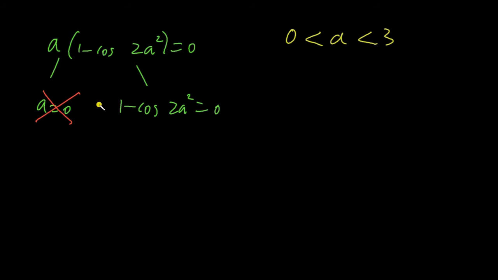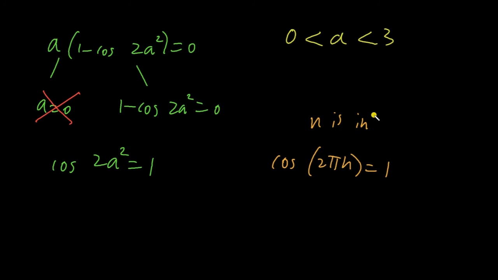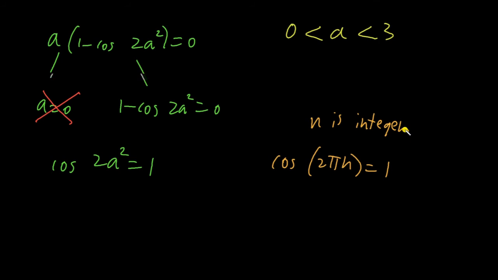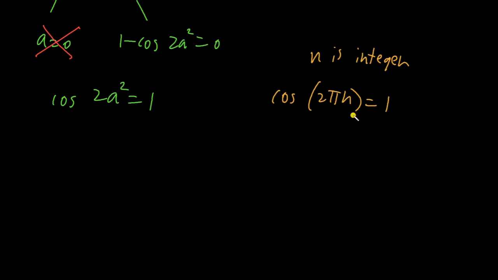If I take this equation, add cosine of 2a squared to both sides and flip it around, I get cosine of 2a squared equals 1. Now I have to think about what values of a I can plug in such that cosine of 2a squared equals 1. We'll have to think about what cosine of something equals 1. Well, the answer is cosine of 2 pi n equals 1, where n is an integer. So I can think about what values of n I can plug in here to make this equal 1. Well, I can plug in any integer value.